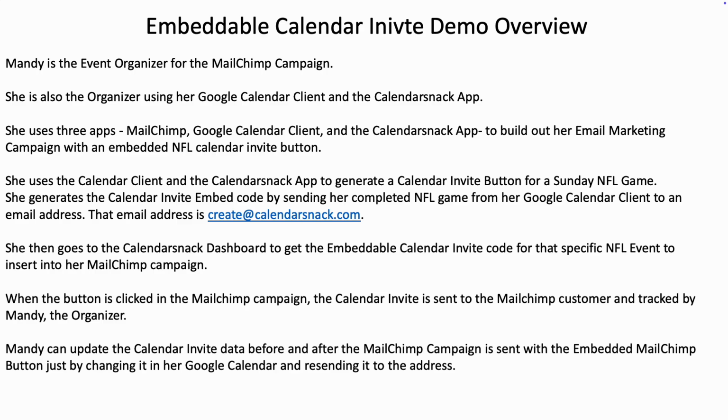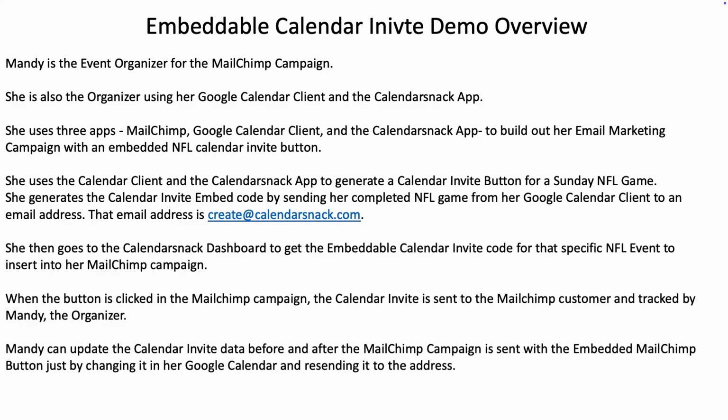She generates the calendar invite embed code by sending her completed NFL game from our Google client to an email address. That email address is create@calendarsnack.com. She then goes into the Calendarsnack demo to get the embeddable calendar invite code for that specific NFL event to insert into her MailChimp campaign. When she sends it out and the button is clicked in the MailChimp campaign, the calendar invite is sent to the MailChimp customer and tracked by Mandy, the organizer. And Mandy, the organizer, is tracking that in the Calendarsnack app.